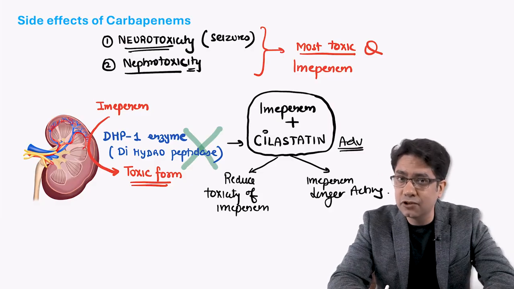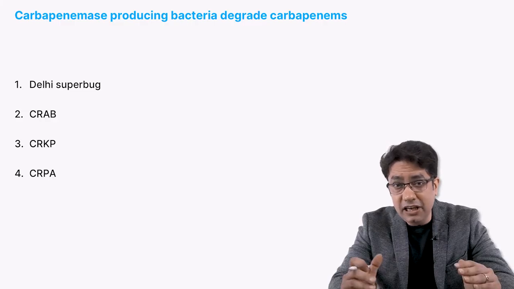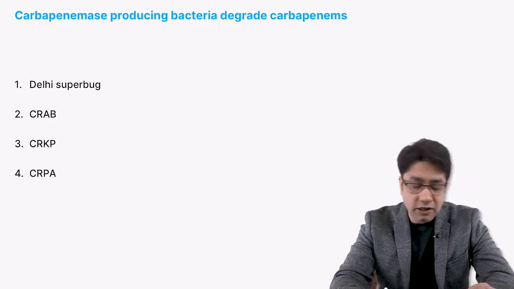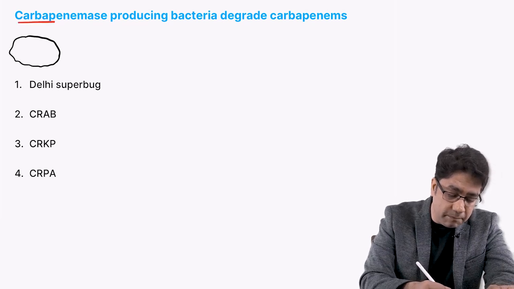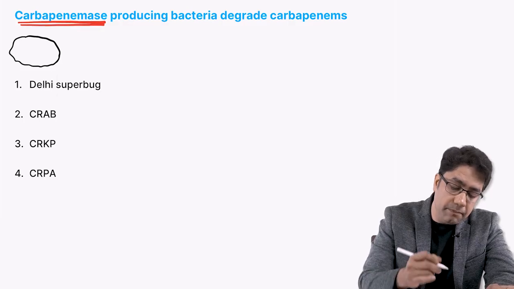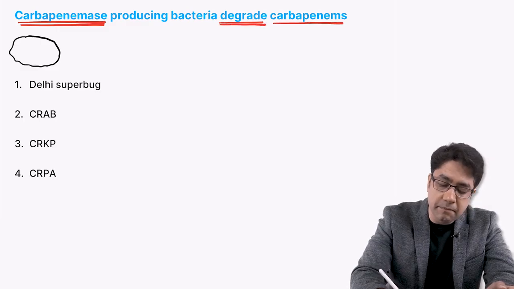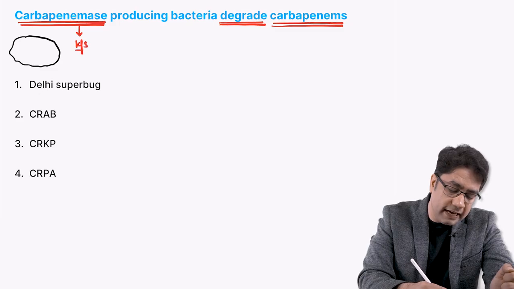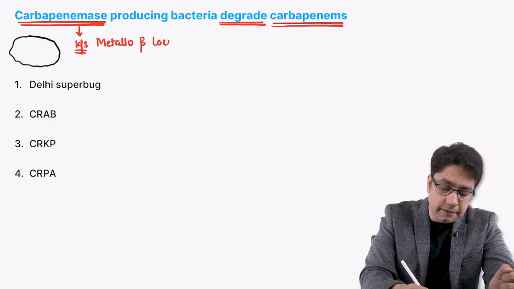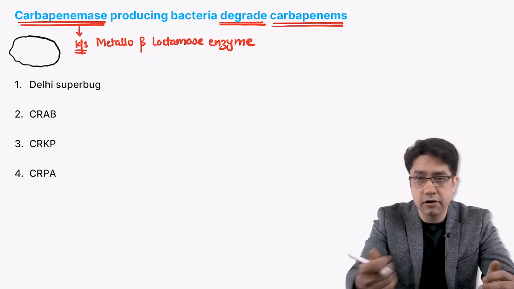Now let's talk about that story which we missed. Slowly and slowly, certain bacteria are becoming even resistant to carbapenems. There are certain bacteria which are making an enzyme known as carbapenemase enzyme. Remember, carbapenemase enzyme, if produced in bacteria, degrades carbapenems. This carbapenemase enzyme is also known as metallo beta lactamase enzyme. And if this enzyme is produced by bacteria, carbapenems will not be effective.